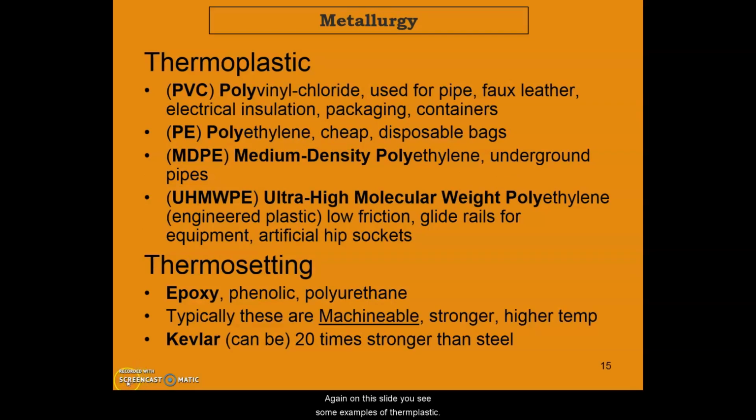And again, on this slide, you see some examples of thermoplastic and thermosetting polymers. And remember, plastics can not only be machined, but you can weld plastics also.